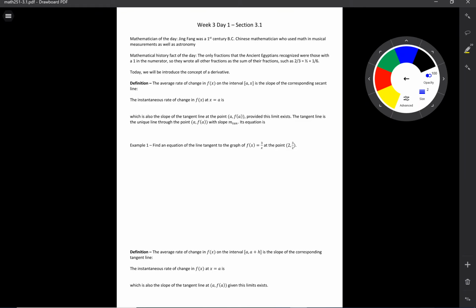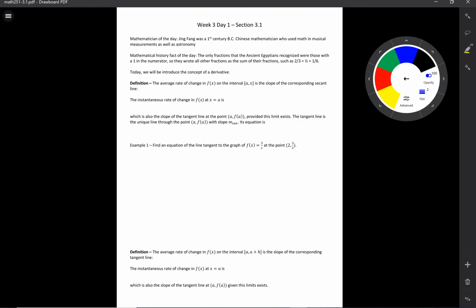Today's mathematician of the day is Jing Feng, who was a first century BC Chinese mathematician who used math in musical measurements as well as astronomy. You can use math for all sorts of things. And did you know that the only fractions that the ancient Egyptians recognized were those with a 1 in the numerator? So they wrote all other fractions as the sum of other fractions. So they didn't have 2/3. They had to write 2/3 as 1/2 plus 1/6. So they were really good at their fractions like this. I personally am glad that we have fractions like 2/3.